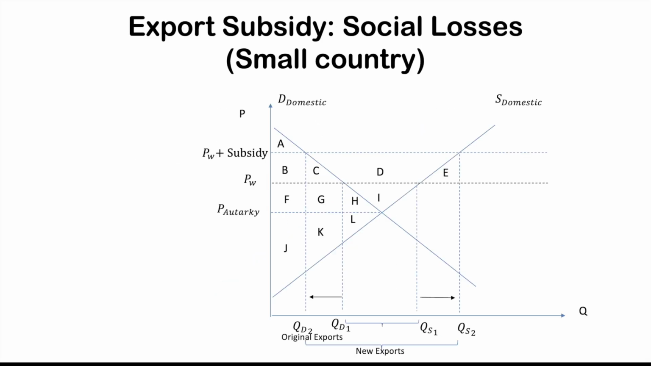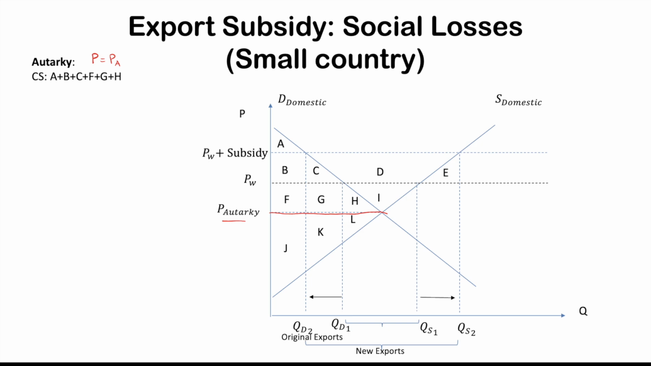We can also show that an export subsidy leads to social losses in a small country. Let's calculate consumer and producer surplus and total surplus in autarky, with open trade, and with a subsidy. Starting in autarky, remember that every time we try to calculate the consumer surplus, we must be very clear about where the price is that we're talking about. So here, the price in autarky is this. This is our price line.